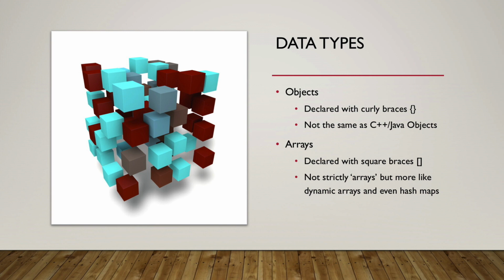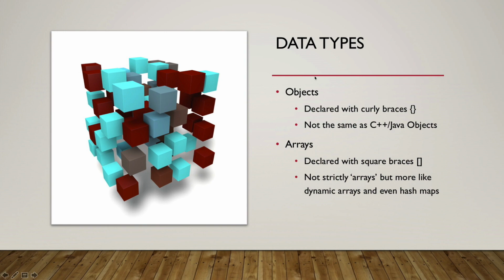We also have arrays, and just like other C-based languages, they're declared with square braces. What you end up with is not strictly an array in the same sense that it would be in a language like C or C++ or Java. They're more like what we call dynamic arrays, arrays that can grow and shrink over time. And in fact, for those that have had some data structures, if you've heard the term hash map, that's really what they are. They can even store things that aren't based on integers. And again, we'll get into all of that at a later time.